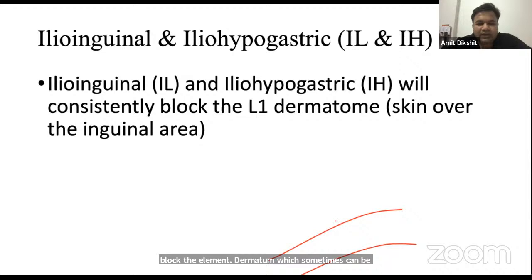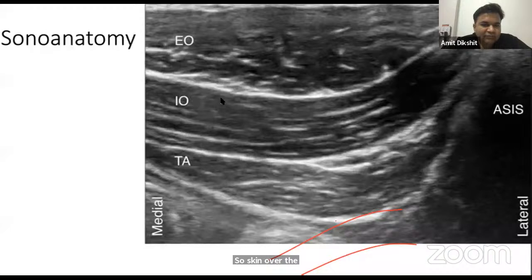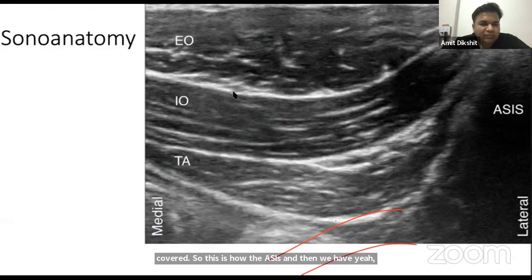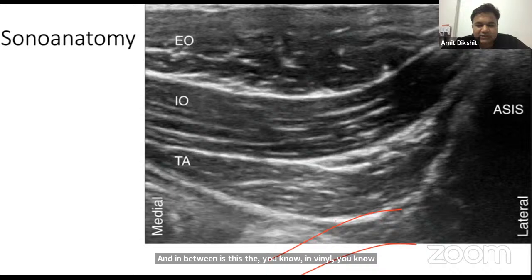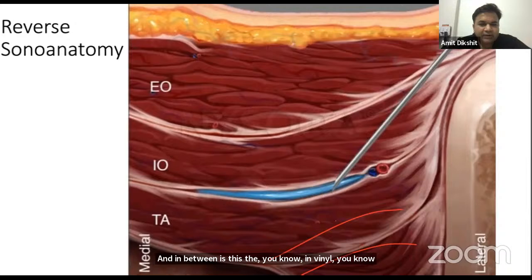So this is the ASIS, and then we have the external oblique, the bigger width of internal oblique, and then the transversus abdominis. In between is the ilioinguinal iliohypogastric nerve, just near the ASIS. You can even see a vascular landmark, the deep circumflex iliac artery. So here we have to aspirate and inject.